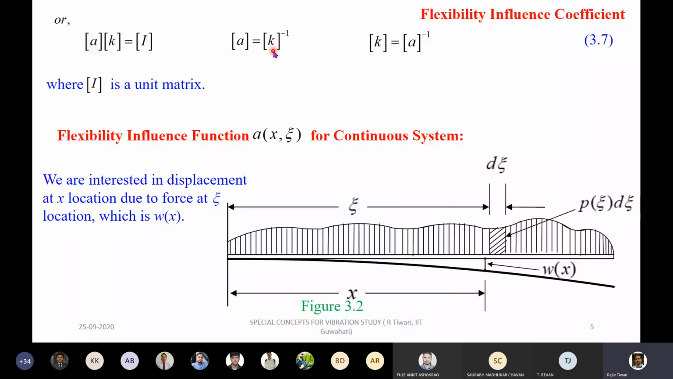As I mentioned earlier, if we have only one spring, then this kind of relationship is there. But now we have several springs connected in a complex way. So the stiffness matrix's inverse will be equal to the flexibility influence coefficient matrix, or the other way around.